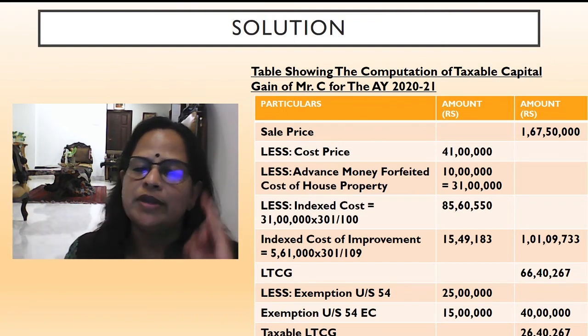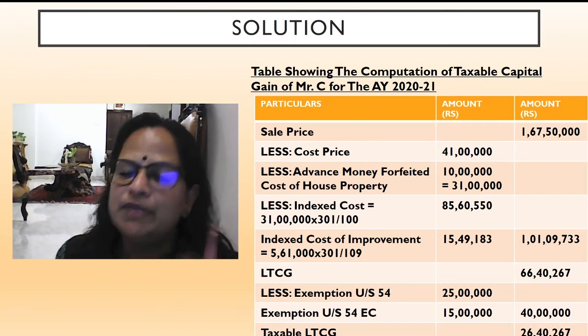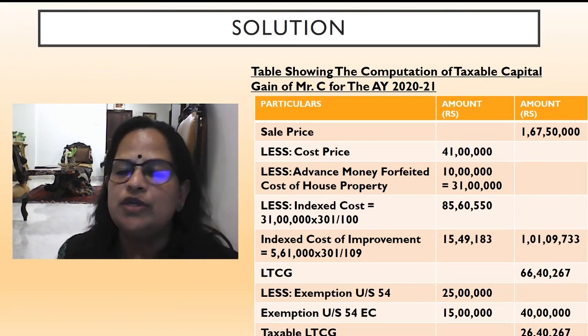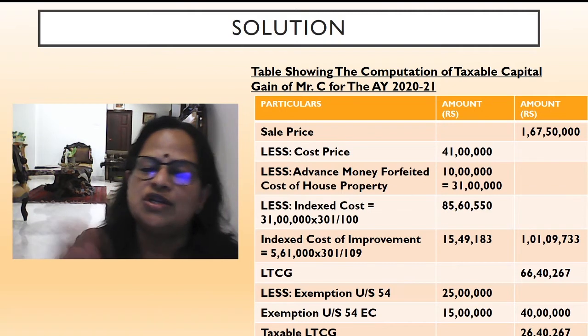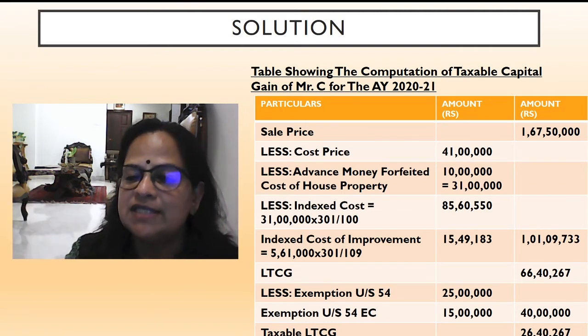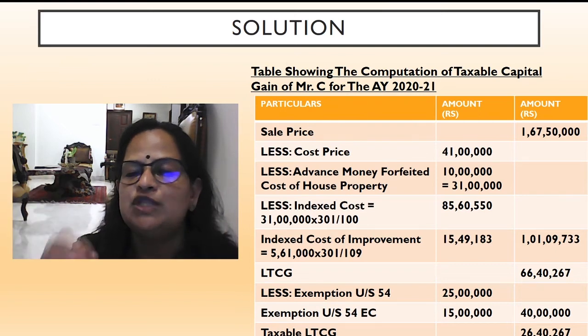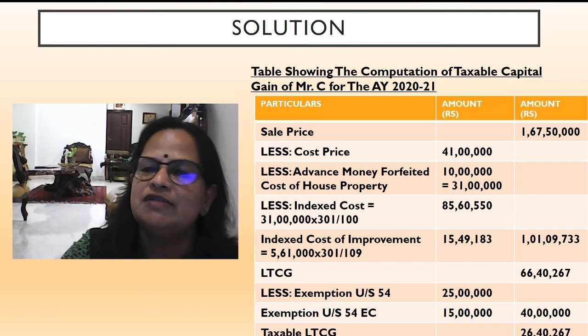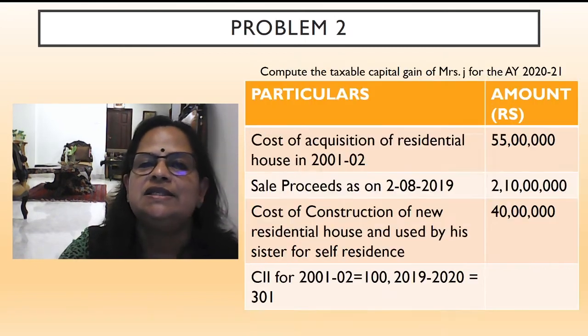40,267. Now two exemptions he can claim. One, he purchased the new house property for 25 lakhs, plus in National Highways Authority of India he has invested 15 lakhs. So 40 lakhs he can claim and the balance will be taxable: 26 lakhs 40,267 will be taxable LTCG.